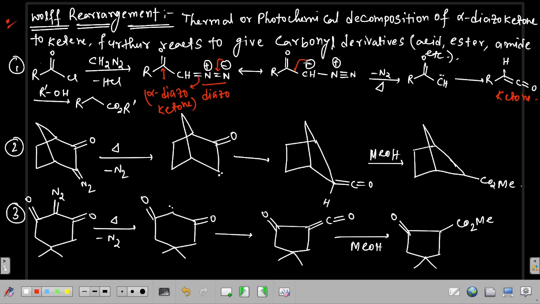Next step, this minus will come here, not this one, like this bond will shift, this bond will break, so it leads to the removal of nitrogen in presence of thermal condition. So it leads to the formation of this carbene, but this carbene is a very unstable intermediate, so it will be rearranged: this lone pair will shift here, and this alkyl group will shift here, and it will rearrange to form this ketene. This is ketene.